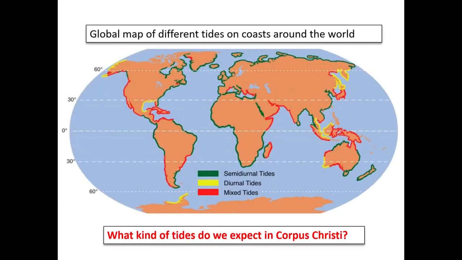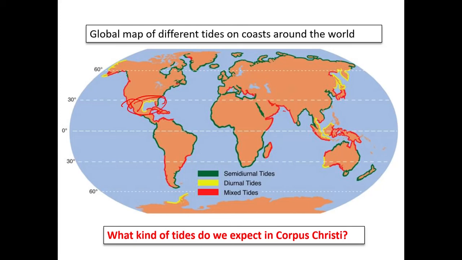Now, if you look at the distribution of mixed tides versus semi-diurnal tides versus diurnal tides, you'll see that the larger the basin is, the more you get semi-diurnal tides. So you can see that the places on the shore of the Atlantic or Pacific, a lot of those places are getting diurnal tides. Or, I'm sorry, semi-diurnal tides. So you're getting two high tides per day, two low tides per day.